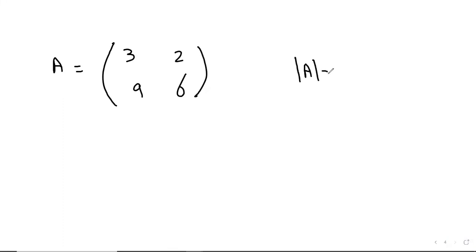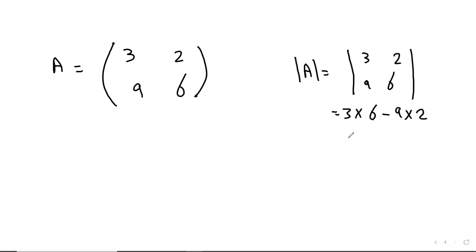If we have a matrix A, 3, 6, 2, and 9 as shown, find its multiplicative inverse. So the first step, find the determinant of A. The determinant of A is 3, 2, 9, 6. Multiply 3 by 6, minus 9 times 2. 3 times 6, it's 18, minus 18 equals 0.